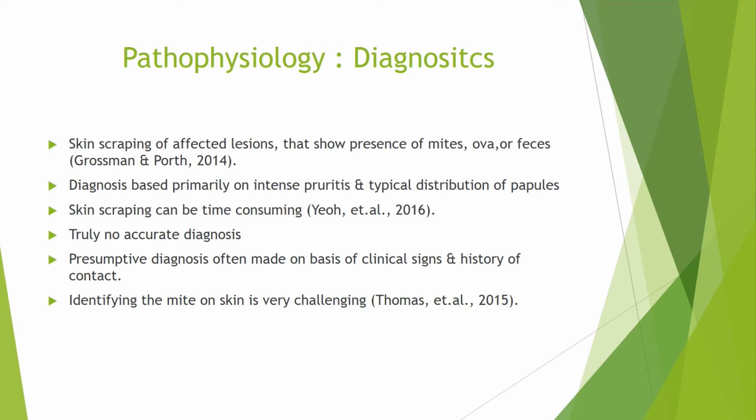There's truly no accurate diagnosis. Usually, like it says, it's a presumptive diagnosis based on clinical signs and history. Kind of like, where did you get it? How's your family? Is your family itching? Who did it start with? Things like that. Identifying the mite on the skin is actually very, very challenging to do.